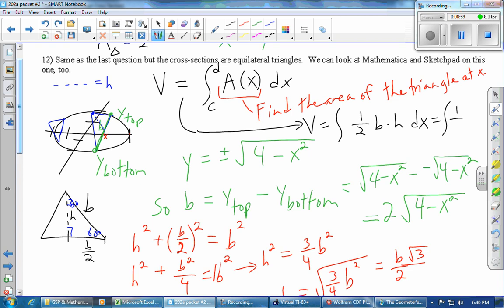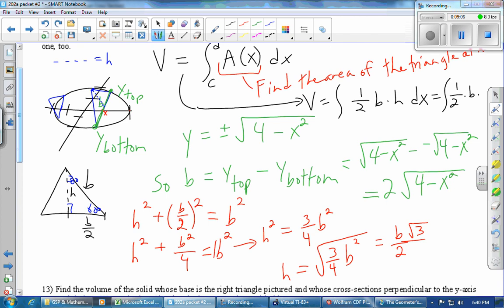This is the integral of 1/2 of, and instead of h, let's go ahead and put this thing we found in red at the bottom. So it turned out that h was equal to b root 3 over 2. So let's plug that right up here at the top. B root 3 over 2. So that's there. And then I'll squeeze this dx in at the end. Okay, so I've got that.